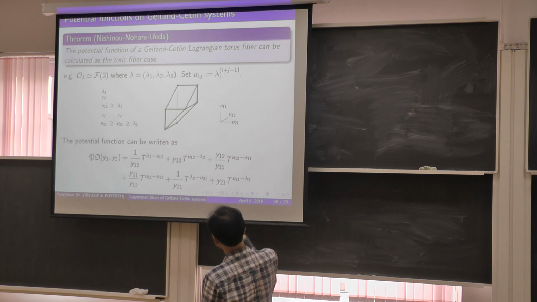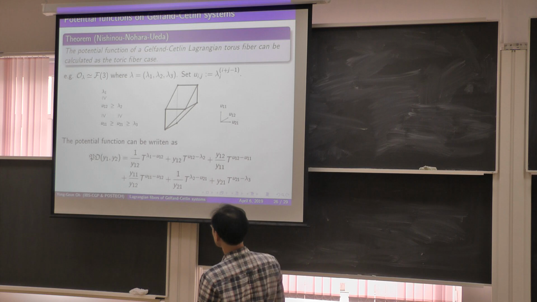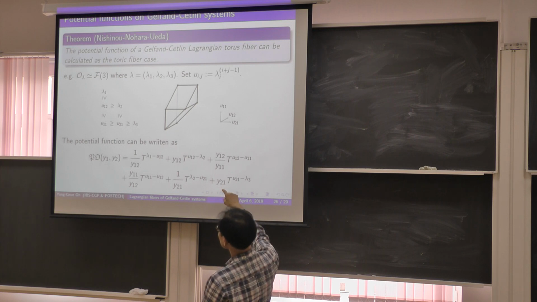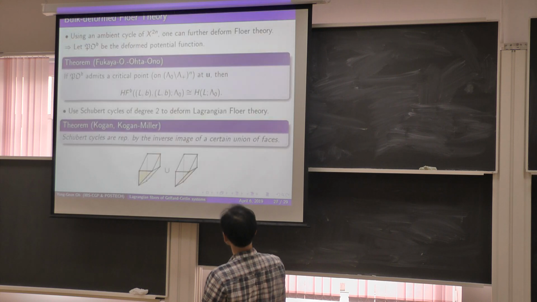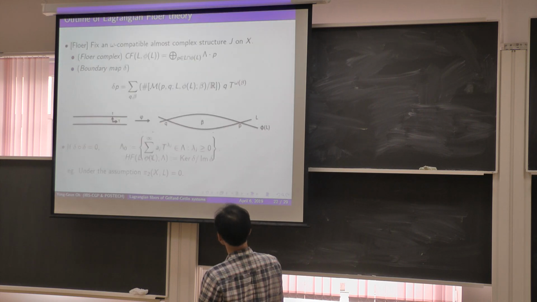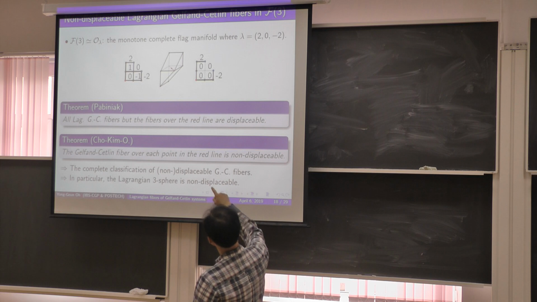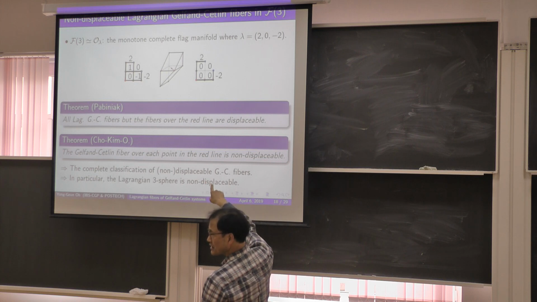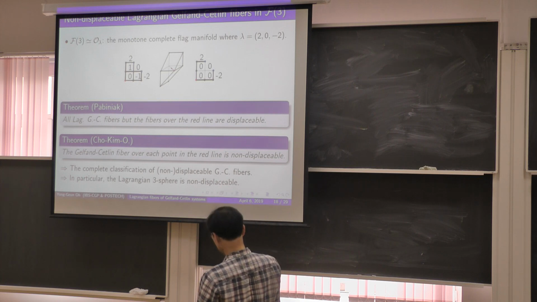Then Nishinou, Nohara, and Ueda studied the critical points of these potential functions. They proved there is at least one critical point of this potential function, which turns out to be some kind of barycenter of this polytope. The one interior endpoint of these red edges is the point which admits the critical point of that particular function.